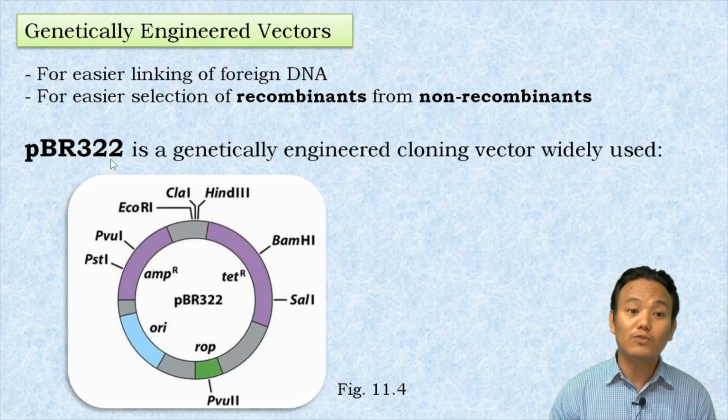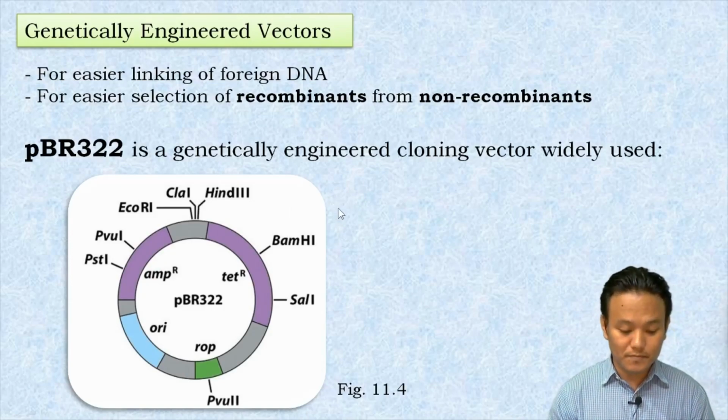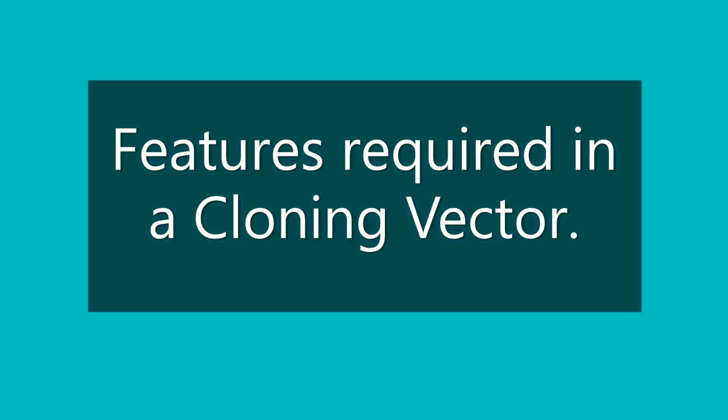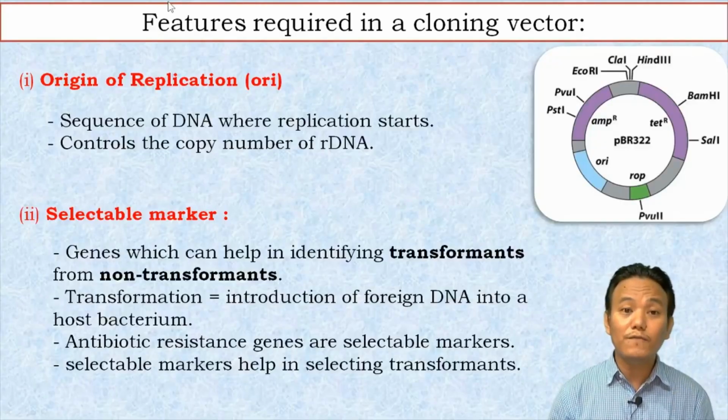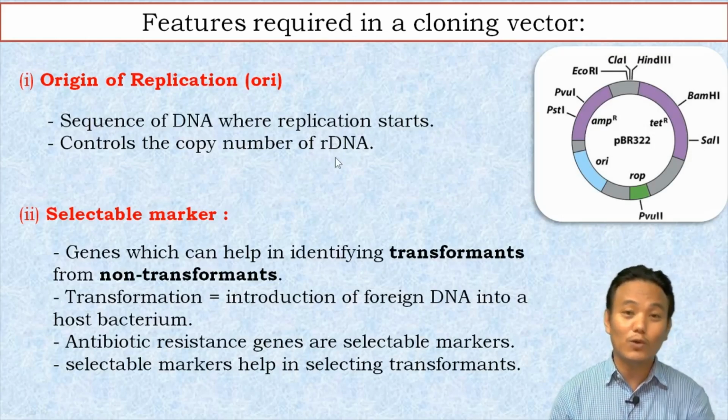So pBR322 is a genetically engineered cloning vector widely used because it has certain characteristics. So let us try to understand some desirable characters which are required within a cloning vector. Now there are some important features that are required in a good cloning vector. The first important feature is the origin of replication, or ORI in short. Origin of replication is a sequence of DNA where DNA replication starts, and it also controls the copy number of recombinant DNA within the host organism.